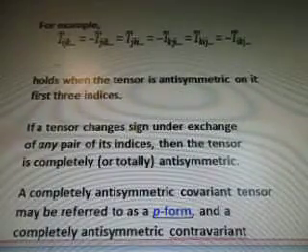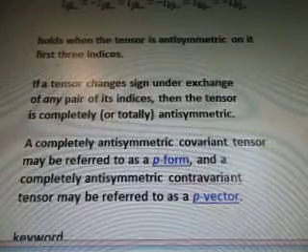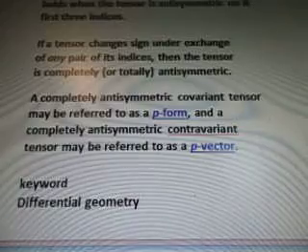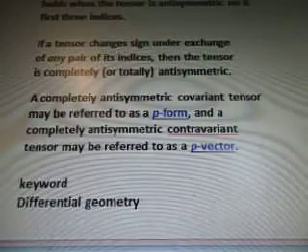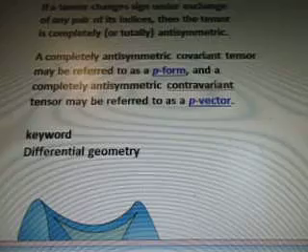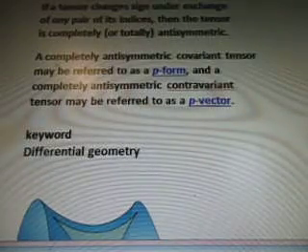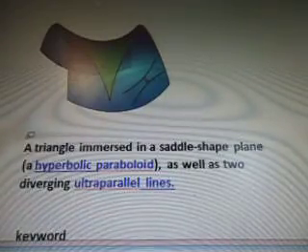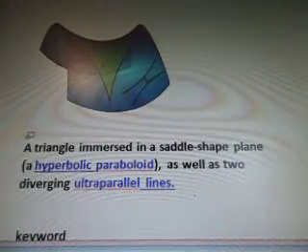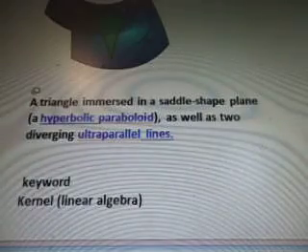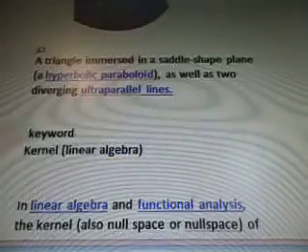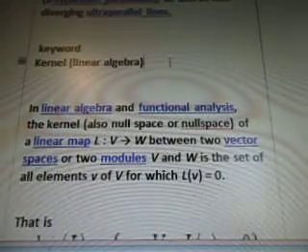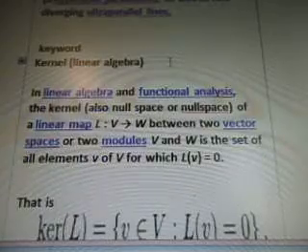If a tensor changes sign under exchange of any pair of its indices, then the tensor is completely or totally antisymmetric. A completely antisymmetric covariant tensor may be referred to as a p-form, and a completely antisymmetric contravariant tensor may be referred to as a p-vector. The keyword differential geometry is a triangle immersed in a saddle-shaped plane, a hyperbolic paraboloid, as well as two diverging ultraparallel lines.